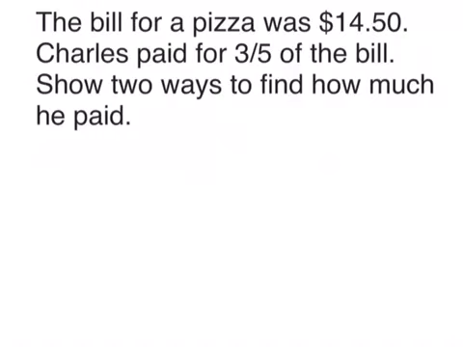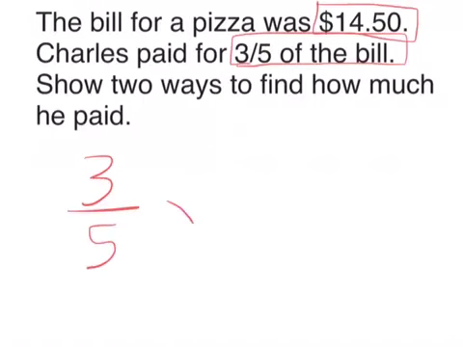So here's an example. The bill for a pizza was $14.50. Charles paid for 3/5 of the bill. So we are going to show two ways to find out how much Charles paid. To figure out what the math is we need to do, the key is right here: Charles paid 3/5 of the bill. So we are trying to find out what 3/5 of $14.50 is. The way we're going to find that out is by doing multiplication.